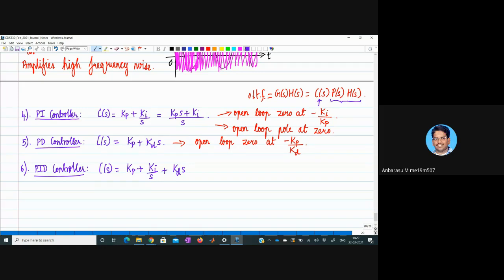Professor, one more doubt. What exactly is proper or non-proper? Because if it is non-causal, then it is anticipative in nature. Then it is good, right? Why are we calling it non-proper?